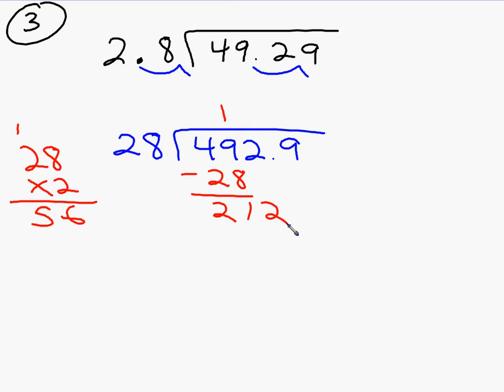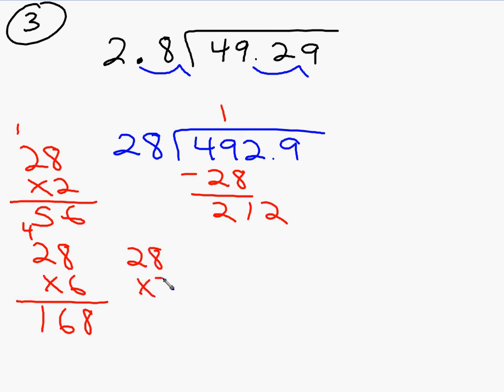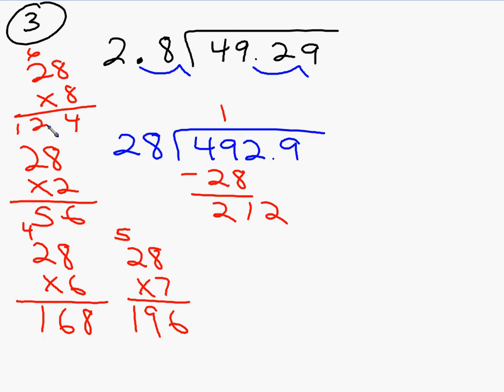Now I ask, how many times will 28 go into 212? So I need to come over to the side and try something. Maybe 6 times. 6 times 8 is 48. Carry a 4. 12 plus 4 is 16. I think I can get closer than that. 28 times 7. 7 times 8 is 56. Carry a 5. 196. If you're not sure, try 8 times. 28 times 8, 64. Carry a 6. 224 is too big. So we're going to use this one.